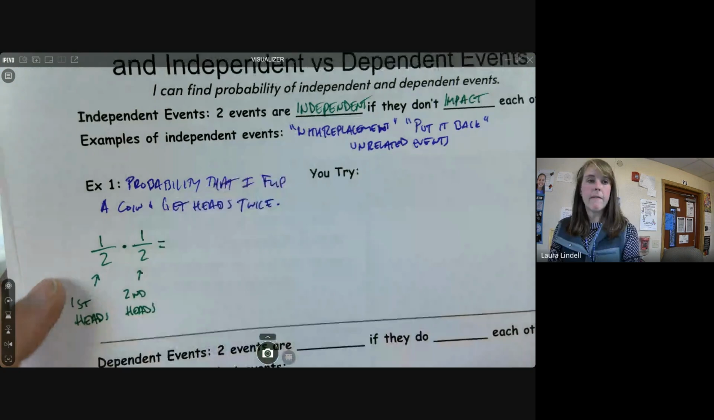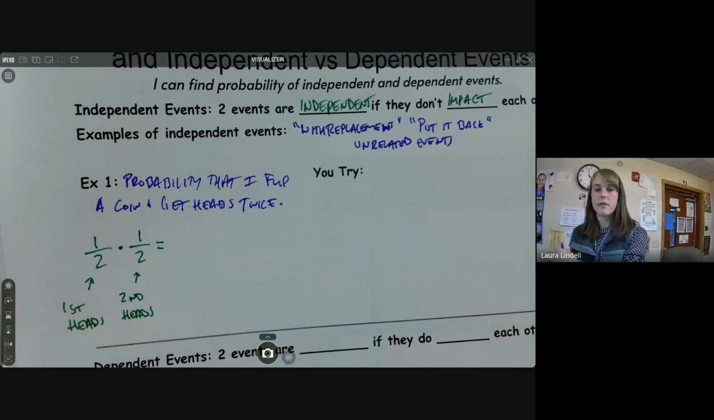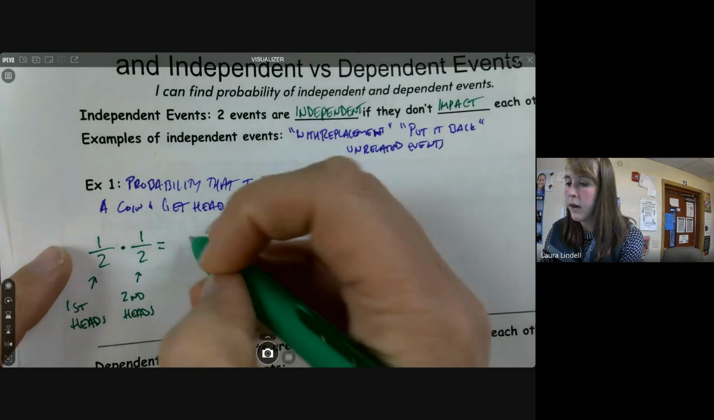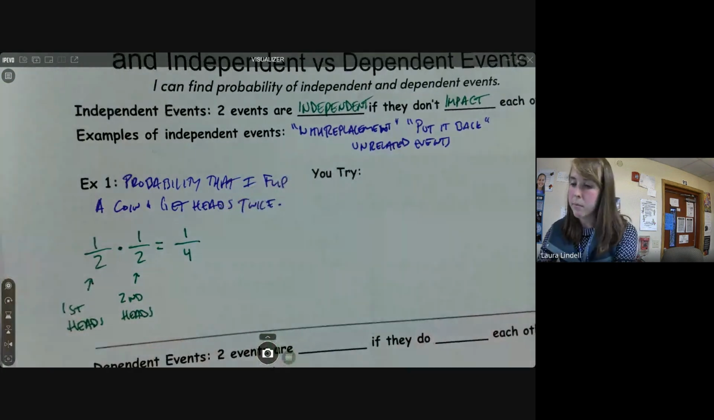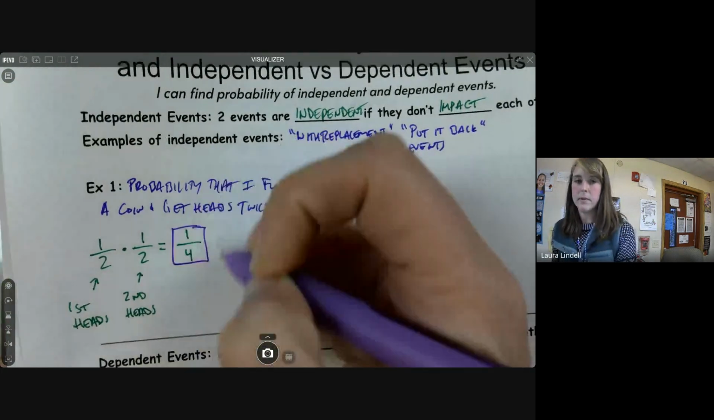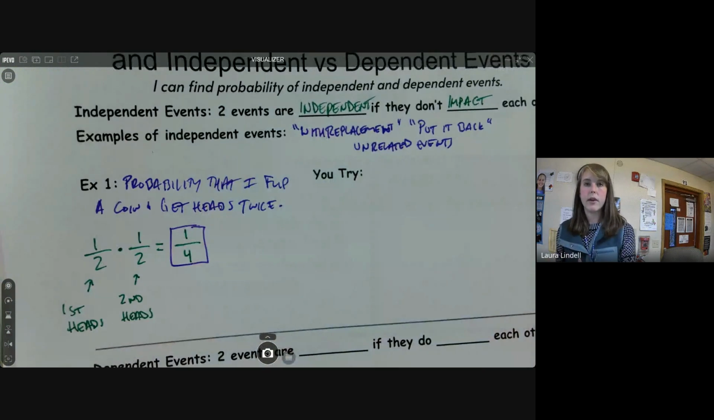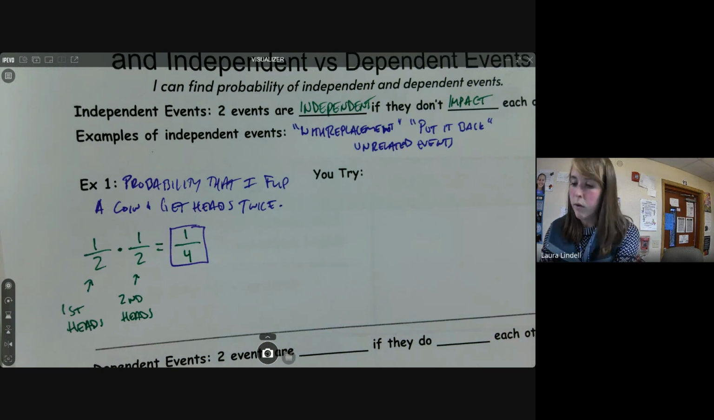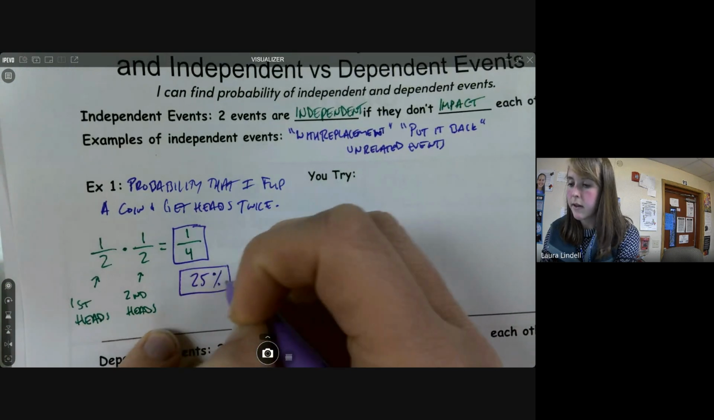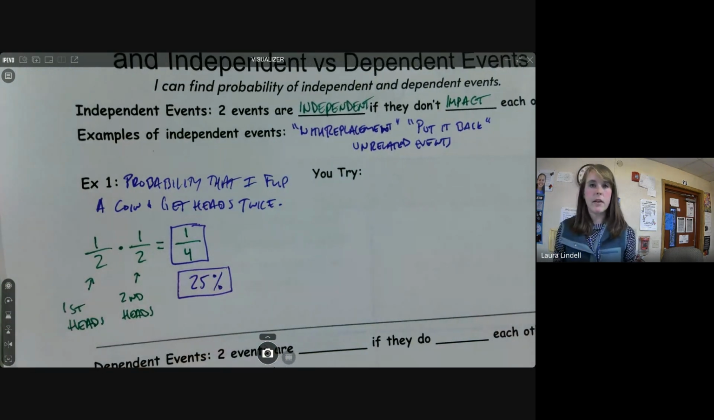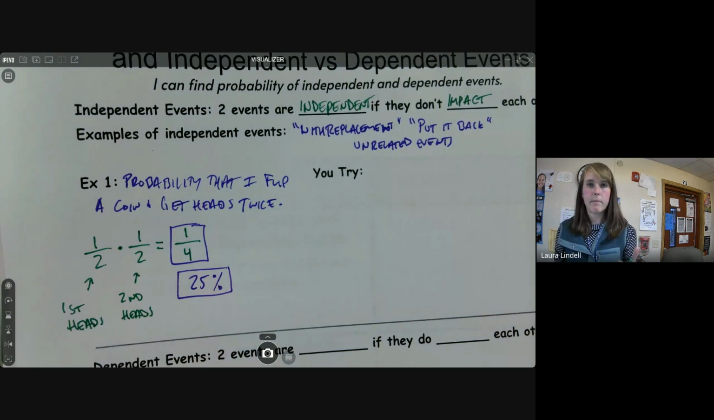And when you multiply fractions, you multiply straight across. So 1 times 1 is 1, 2 times 2 is 4. This is the probability of both of them together, of getting heads 2 times in a row. If you were asked for the percentage, 1/4 is also known as 25%. 25% of the time you'll get heads twice in a row. Okay.